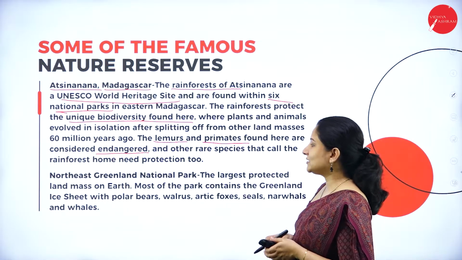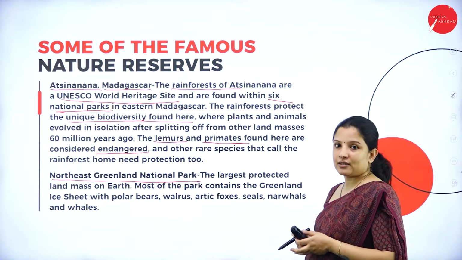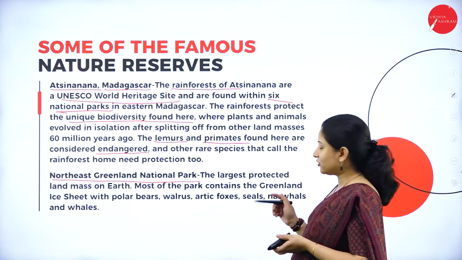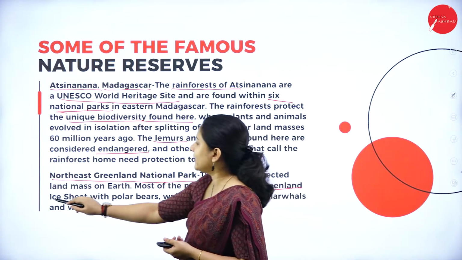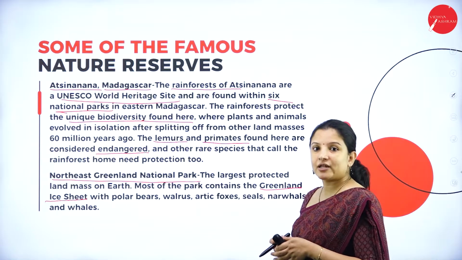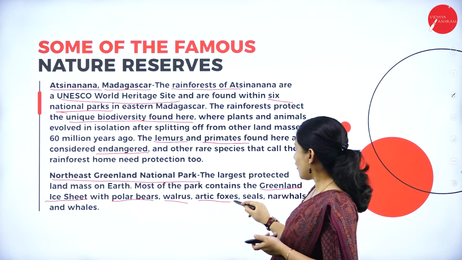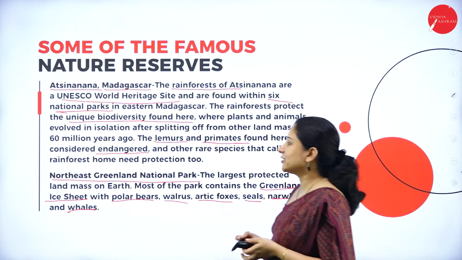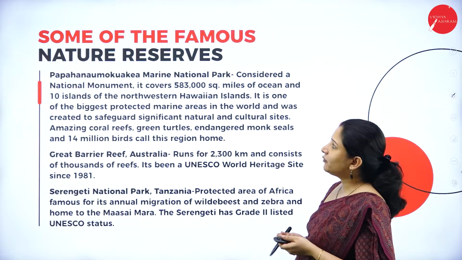Next is the Northeast Greenland National Park. It is the largest protected landmass on earth, and most of the park contains ice sheet, because Greenland is always filled with snow caps and glaciers and ice sheets and all that. So therefore half of the park is almost covered with ice sheets, and therefore it is home to polar bears, walrus, Arctic foxes, seals, narwhals and whales. So these are the animals which inhabit this particular nature reserve. So these are some of the nature reserves.